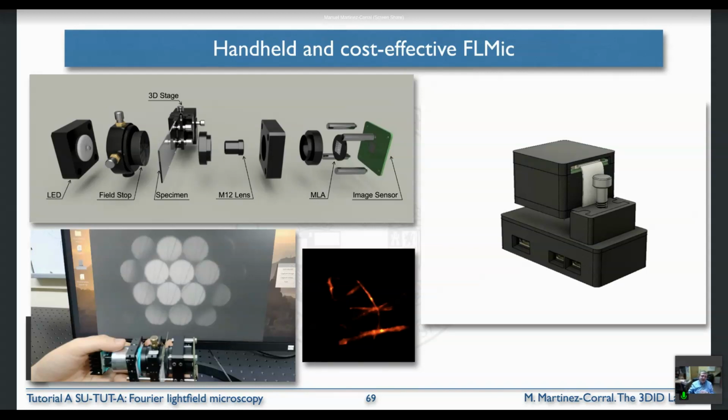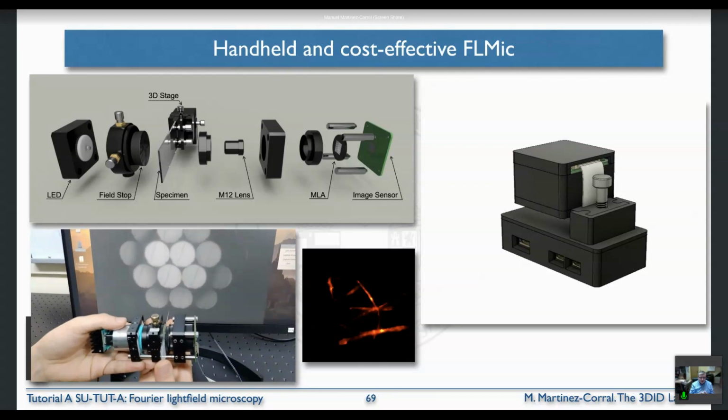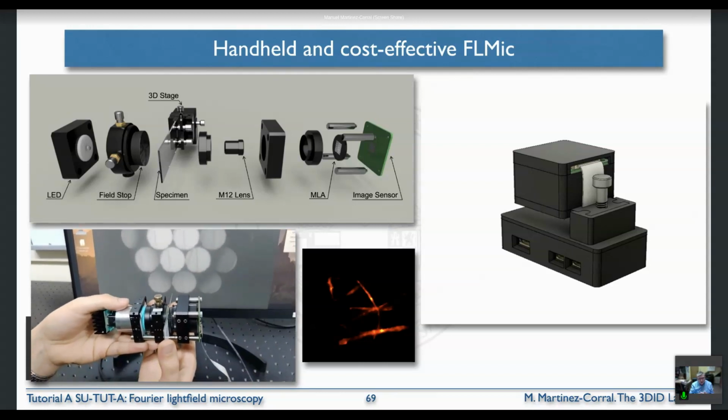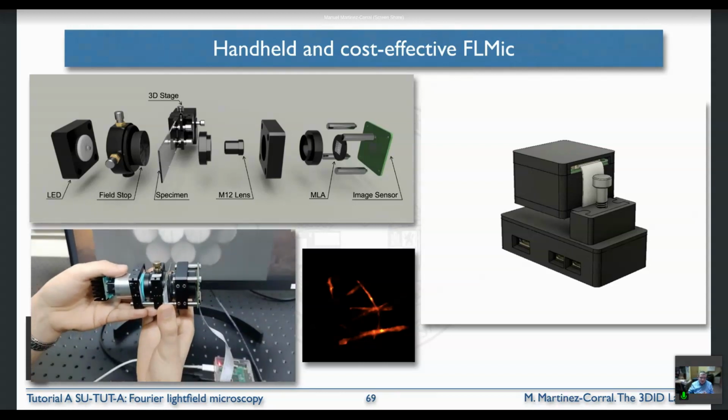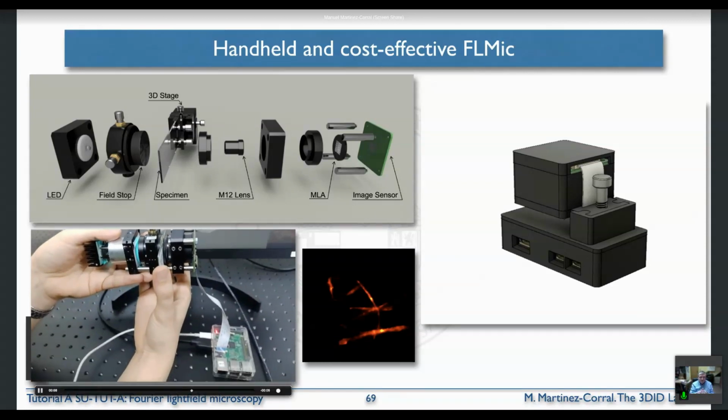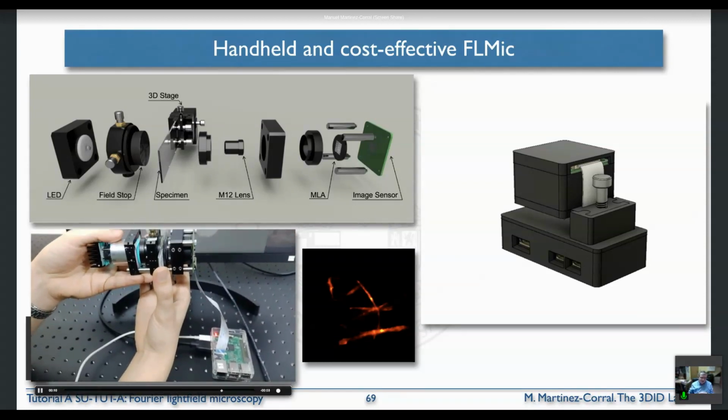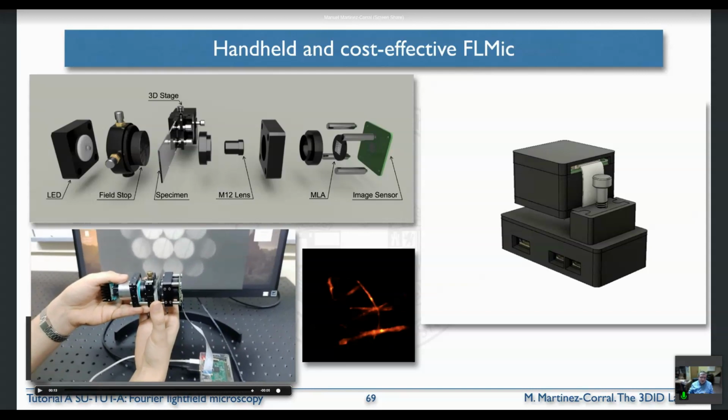This is the prototype made with some elements from Thorlabs and some elements from Raspberry, and it is working here in real time. Here we are moving the sample with the fingers. This is the Raspberry board, and this is in real time. And this is an example of the images you can obtain.